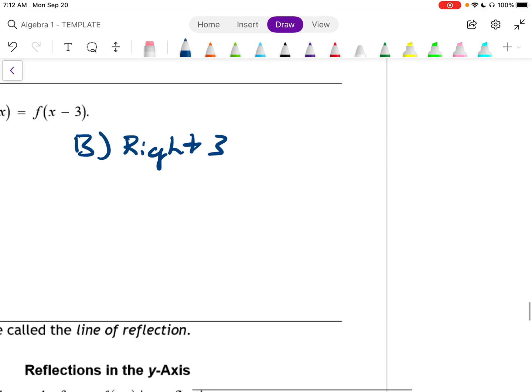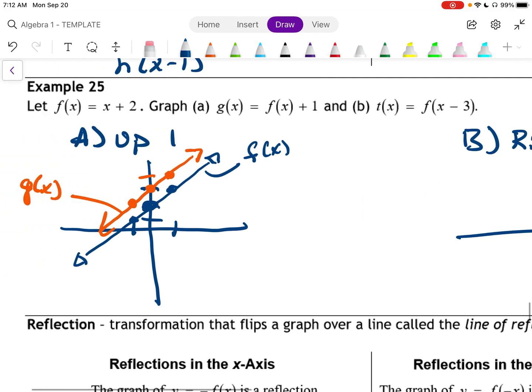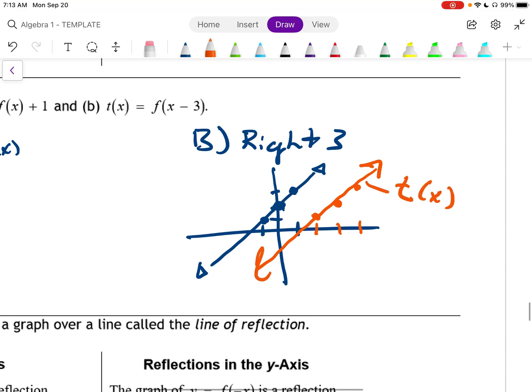Part B, I'm going to graph the original, which was, what was the original? f of x equals x plus 2. So I'm going to go up 2, and then my slope is 1 over 1. Just like that. Now I'm going to take each of these points and move them right 3. So 1, 2, 3, 1, 2, 3, and then there. This one would be t of x.